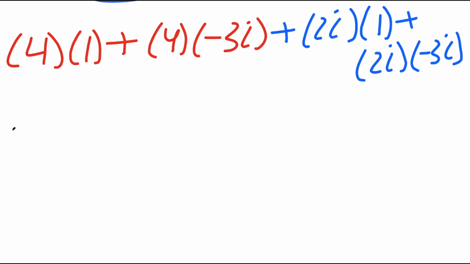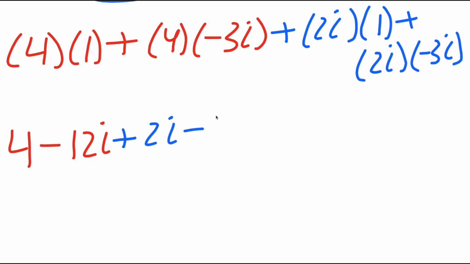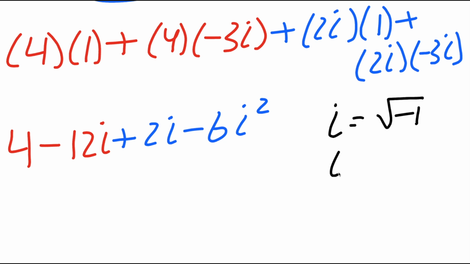So 4 times 1 is just 4. 4 times negative 3i is negative 12i. And then 2i times 1 is just positive 2i. And 2i times negative 3i, well, 2 times negative 3 is negative 6. And i times i is i squared. Now, i squared is important because i by itself is equal to the square root of negative 1. And i squared, as a result, if you square it, it becomes negative 1. So instead of saying i squared, you're going to replace it with a negative 1.